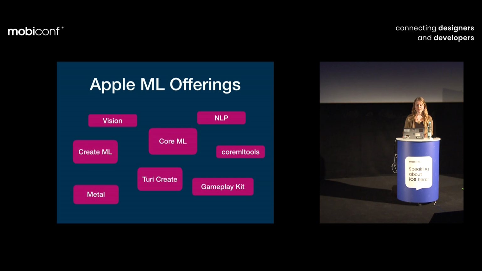So if we go back and look at that suite of Apple machine learning related offerings that I showed before, we have Vision, CreateML, CoreML, Turi Create. Maybe some of you have heard about some of these or used some of these in your app so far. We also have CoreML tools though, and Gameplay Kit, NLP, and Metal. The list goes on, and I'm actually not including everything that has something to do with machine learning.